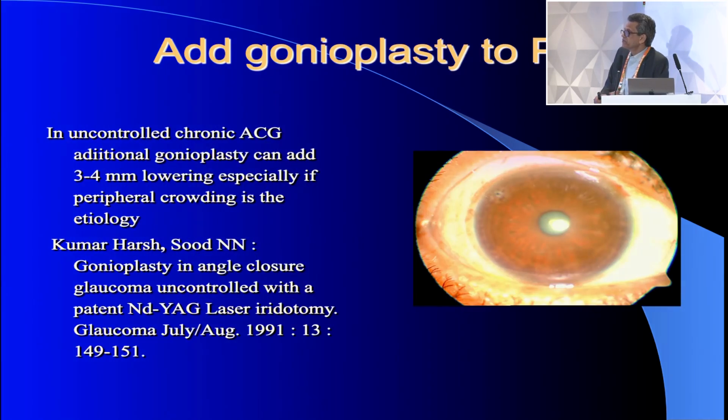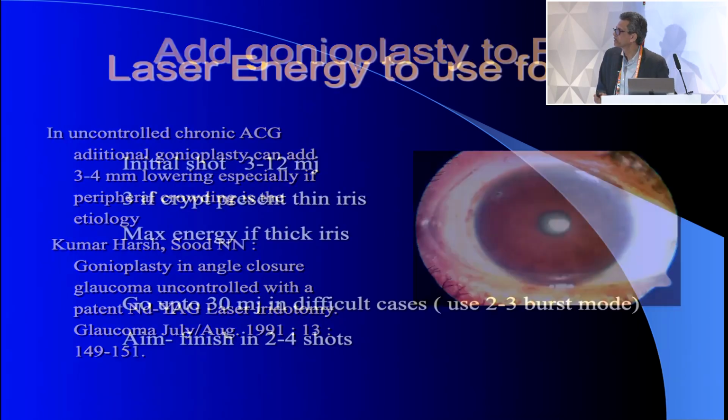Again, please remember, I will be telling what exactly is the role of gonioplasty, but this was a paper with N.N. Sood, sir. What we found was that a couple of patients who were chronic angle closure controlled on peripheral iridotomy and medications, but not fully. They are one-eyed patients. They don't want to get operated. You don't want to operate them. Add on a gonioplasty. Do a 360-degree gonioplasty, and what you will find is many of these patients will be controlled for a long, long time.